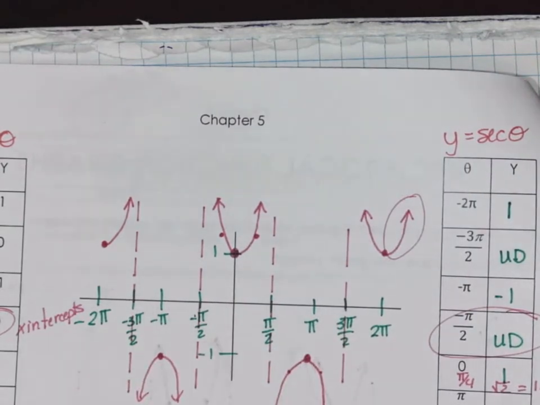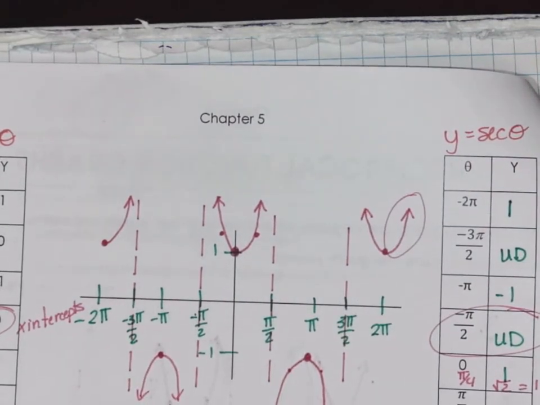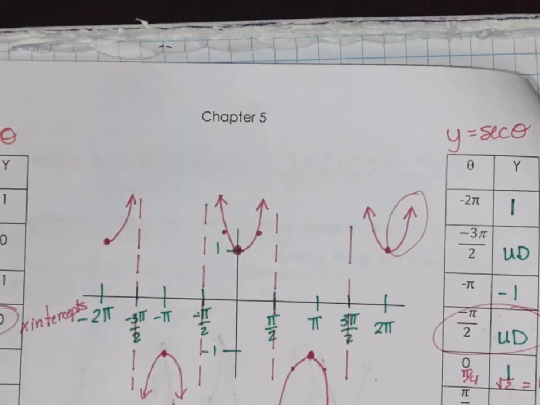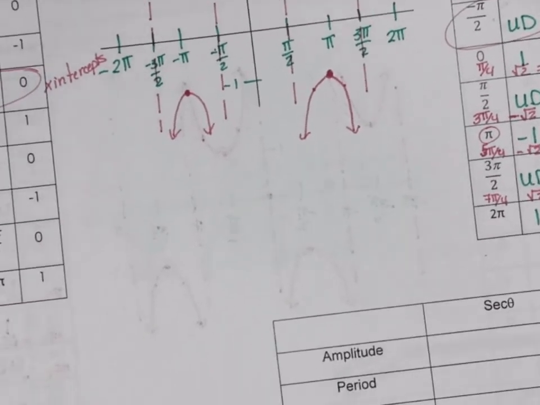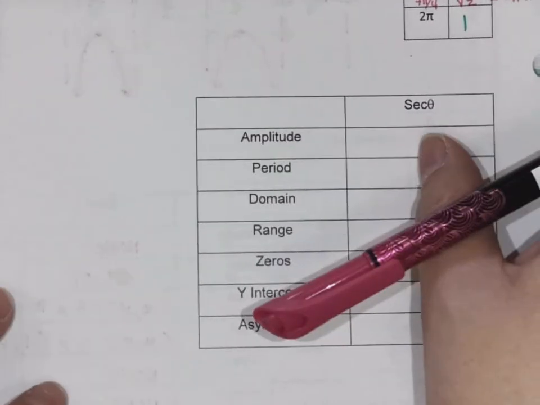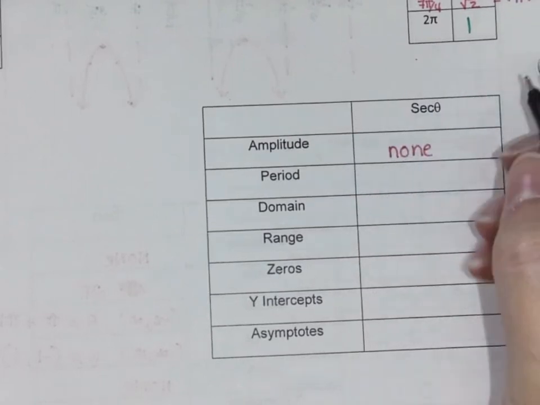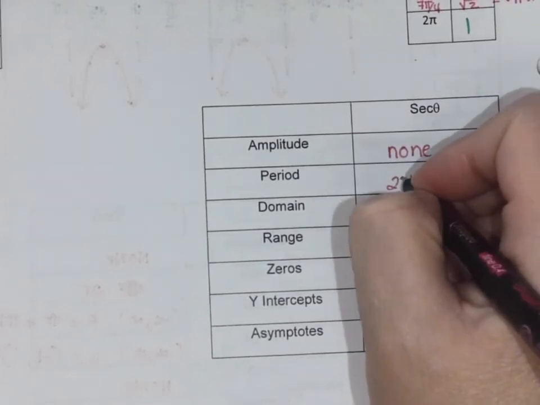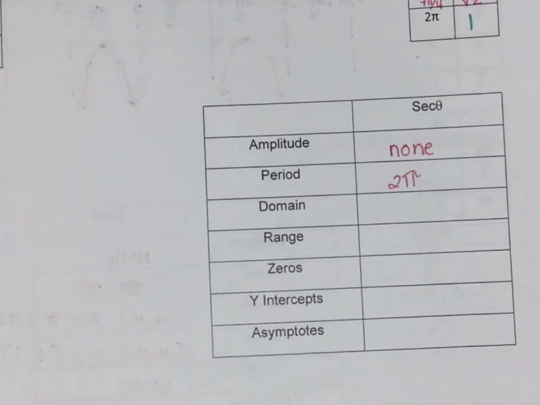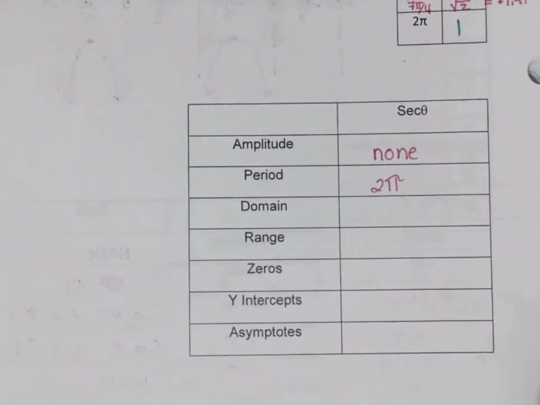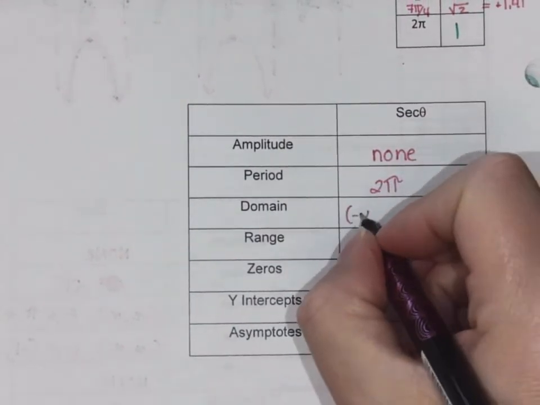Amplitude, none. Period, 2 pi, because we need both the up parabolas and the down parabolas to make a period. Domain, negative k to infinity with what restriction on it? Beta can't equal the first one. 2 pi? Pi over 2. Pi over 2 plus pi. Pi k, k thing.